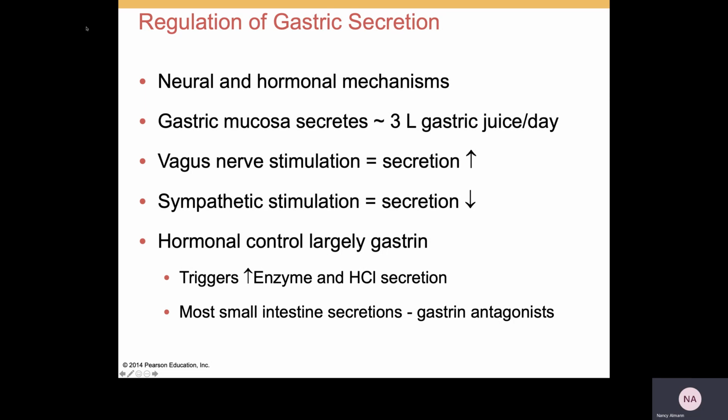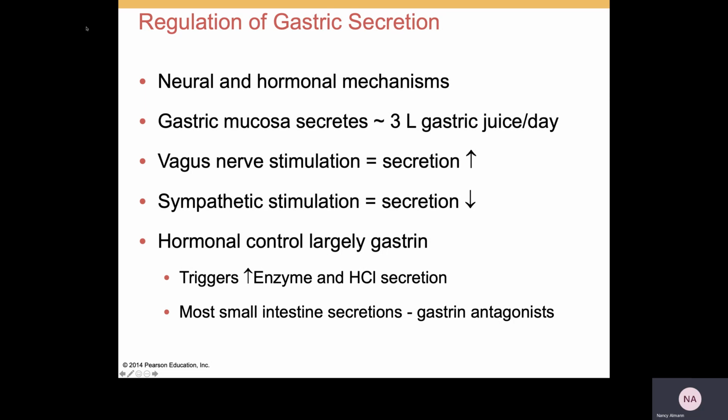How do we regulate gastric secretion? No surprise that they will be controlled by the nervous system and the endocrine system. We do secrete about, give or take, 3 liters of gastric juices each day. We know that if you have vagal nerve stimulation, that's parasympathetic, secretions will increase. Sympathetic stimulation will decrease gastric secretions. The hormonal control is largely through the actions of gastrin, which will trigger increased enzyme and hydrochloric acid secretion.